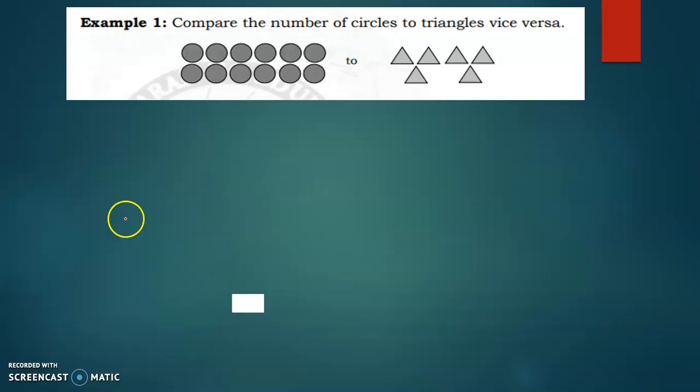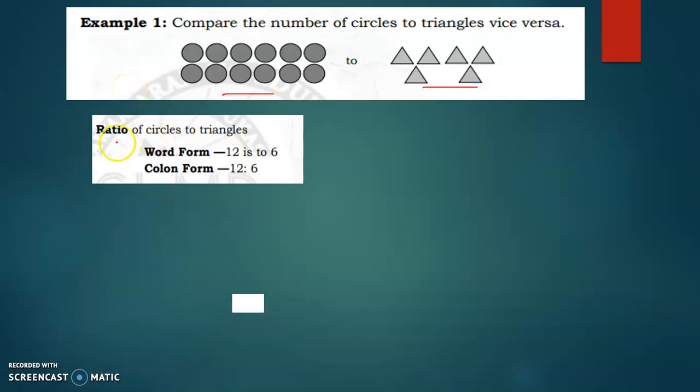Okay. Example number 1. This is from your module. Compare the number of circles to triangles and vice versa. Kukumpara natin ngayon ang bilang ng circles at ang bilang ng triangles. Okay, first, let us compare the number of circles to triangles. Remember, it is very important that the order of ratio is correct. Kung anong unang hinahanap, yun ang unang isusulat.